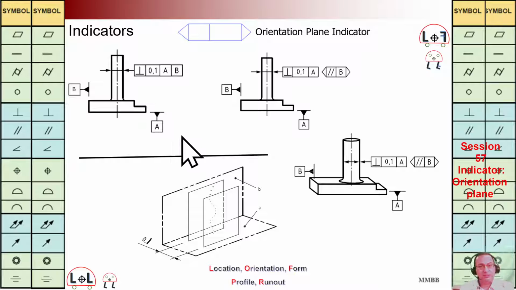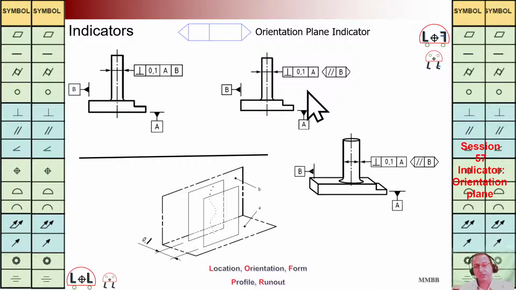Let's see another example here. We are going to have perpendicularity of this axis to A. Whenever we have these two planes perpendicular to A, they are parallel to B. It means in the set of this FCF, I can have this FCF by adding this orientation plane indicator. We are going to remove B here and put this orientation plane indicator in this manner.